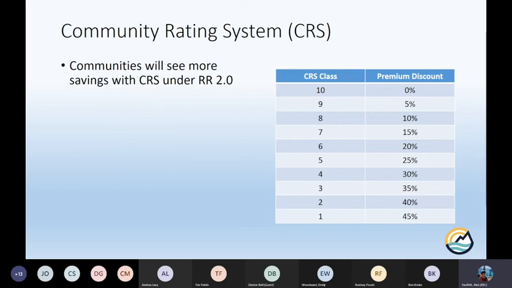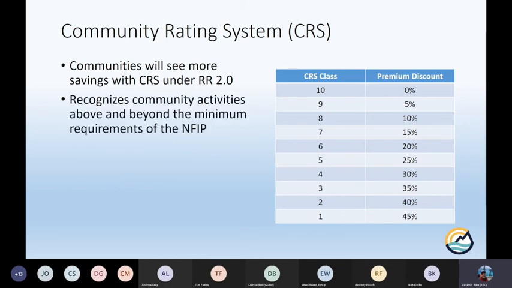For those that aren't in CRS, this is kind of an added benefit now, where the amount of savings that I'm estimating whenever I tell you if you join CRS, you could see X dollars of savings per year, is going to be applied uniformly now, regardless of flood zone. It's also still going to continue to recognize communities for going above and beyond. That's not changing with CRS.